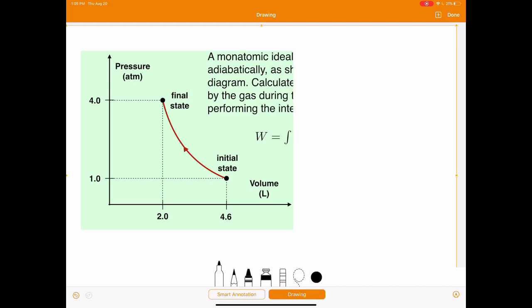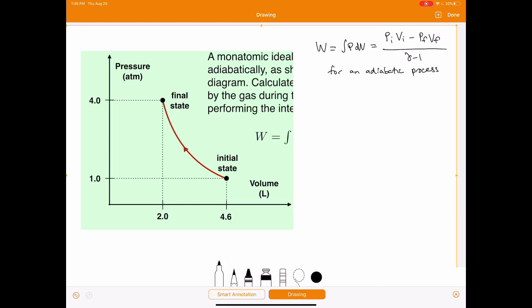All right, so what we're going to do is calculate work using the integral P dV, but we already worked this out. We already derived what this is for an adiabatic process. We have P initial V initial minus P final V final, over gamma minus 1. Okay, so this is how you calculate work for an adiabatic process. We already worked that out.